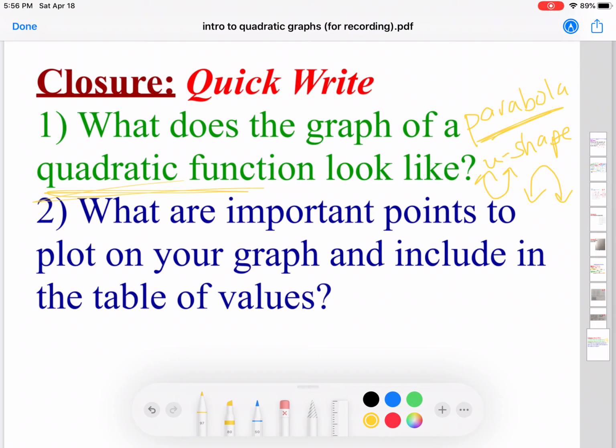Our second question, what are some important points to include on your graph and also in your table of values? We definitely want to mention here the vertex. So we know the vertex is that turning point. And then we would say that you also want points on either side. So that means a couple points on the left side and a couple on the right, just so you can get an idea of what your graph should look like.